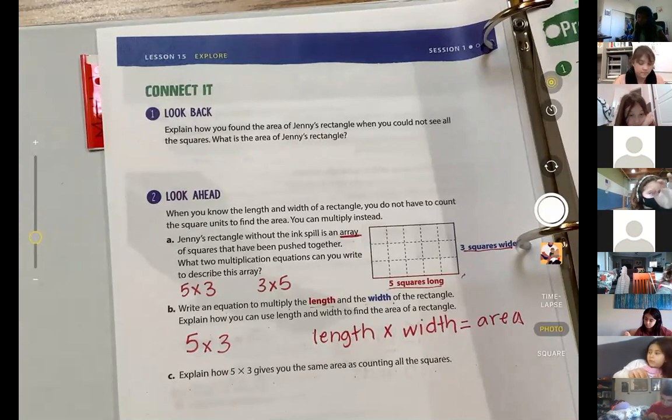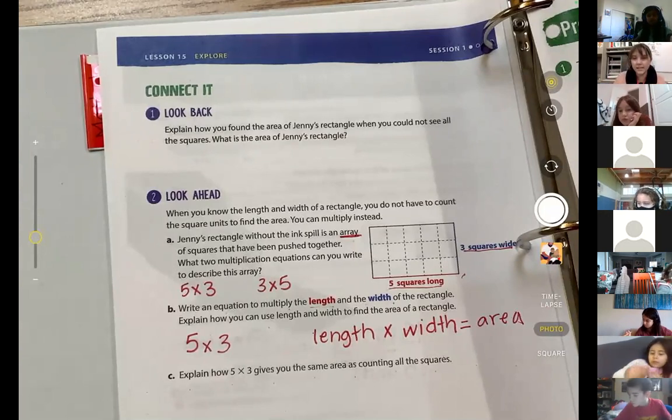Yes, Cameron. What page is this? 316. 316. Red tab. In your red tab.